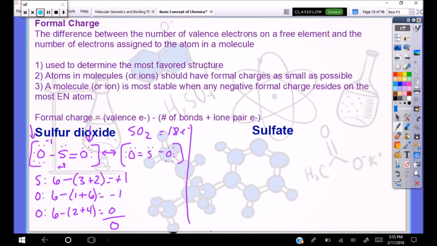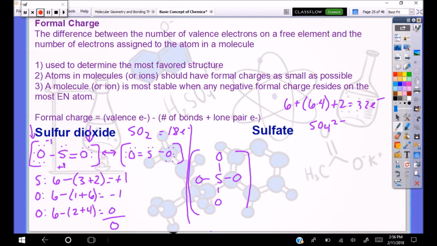Okay, let's try this with sulfate. So sulfate, SO4 2-, and I'm going to have 6 valence electrons for sulfur, 6 times 4 for oxygen, plus 2 for the negative charge. It's going to give me 32 electrons. All right, so sulfur. This is going to be one where we're going to have to identify which structure is actually more stable.